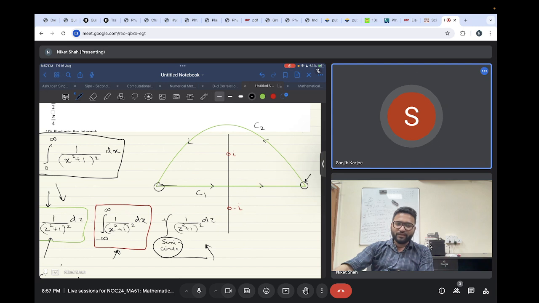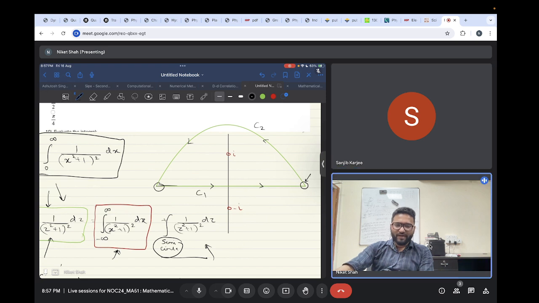If R goes to infinity, okay, go ahead. When I'm taking R e raised to power i theta, and I'm saying that R is tending to infinity, and theta goes from 0 to pi. So it is covering exactly this, right? It's covering C2.